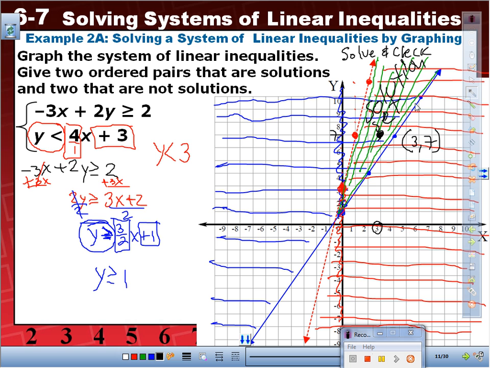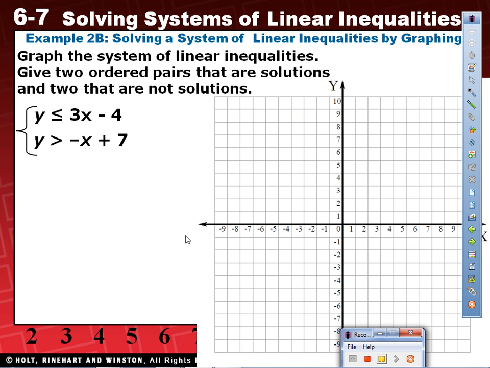Here goes the next one. Copy this next one, please. Example 2b. You don't have to copy any words, just copy the system. Y less than or equal to 3x minus 4. Y greater than negative x plus 7.